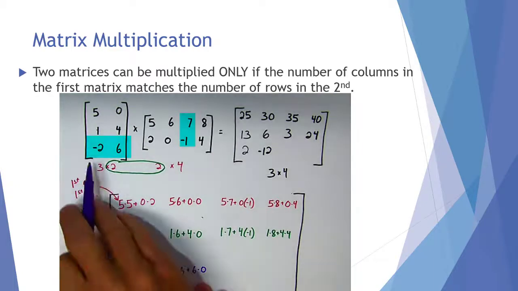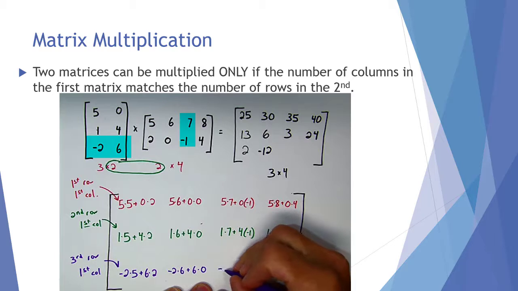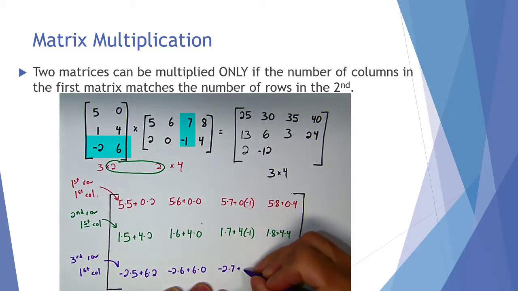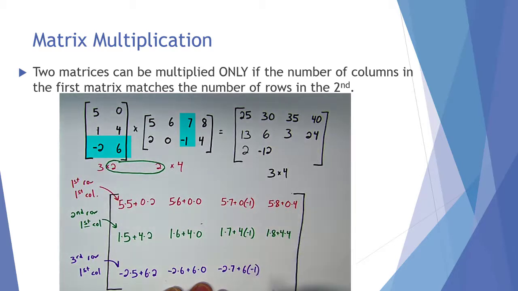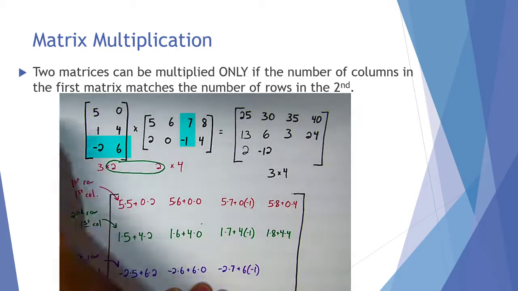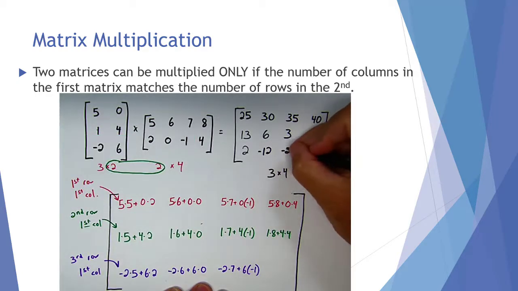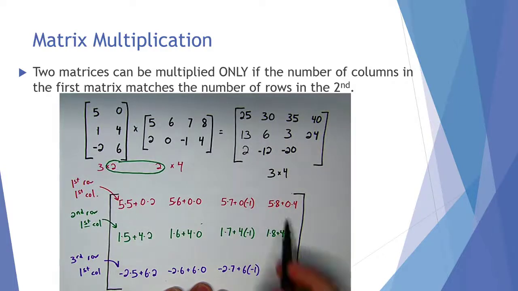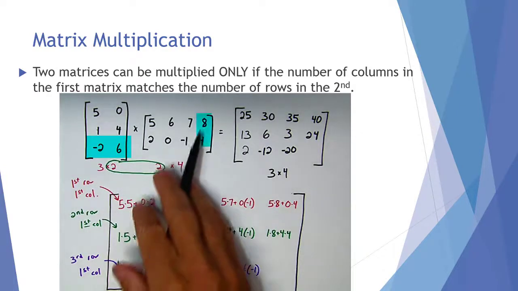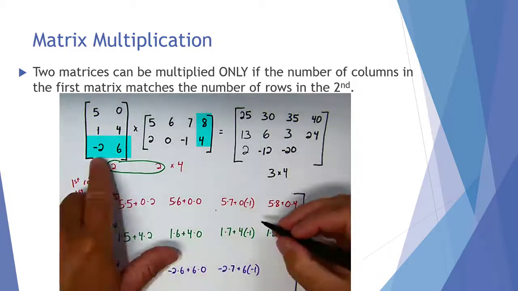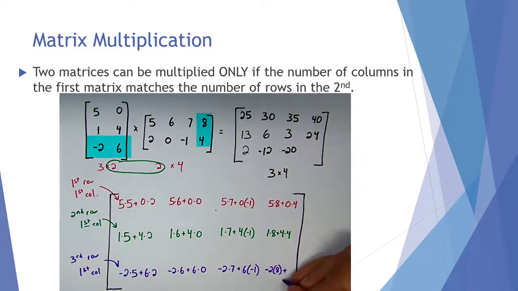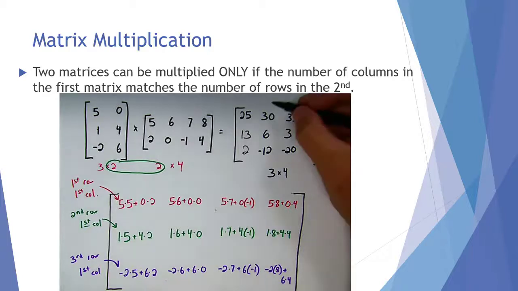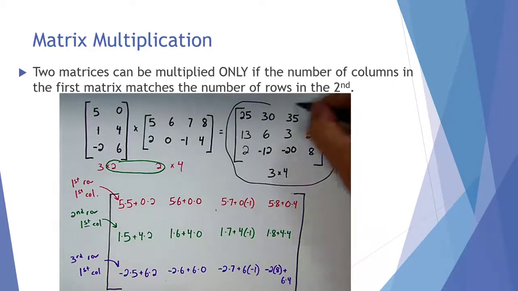Third row, third column. Combine the third row with the third column. That's negative 2 times 7 plus 6 times negative 1. Negative 14 minus 6 gives us negative 20. And last row, last column. Combine our last row with our last column. That's going to be negative 2 times 8 plus 6 times 4. So that's negative 16 plus 24. Our result there is 8. And there is our 3 by 4 matrix, which is our product.